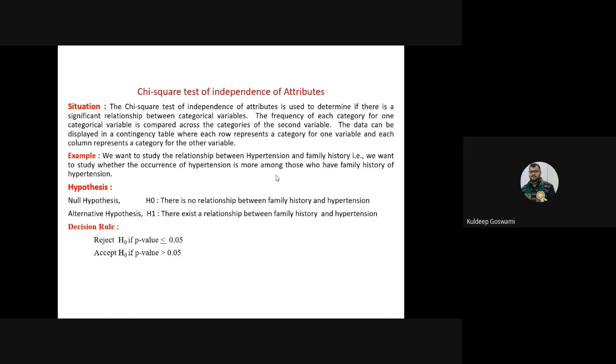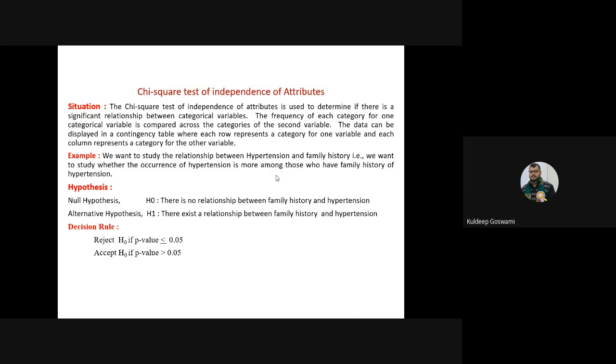And then the chi-square test of independence of attributes. There are 3 or 4 chi-square tests. One is for attributes, one is for association, one is the normality test, and then, sorry, I forgot the last one. But here in SPSS we will use only the chi-square test. I'll show you the chi-square test of independence of attributes.